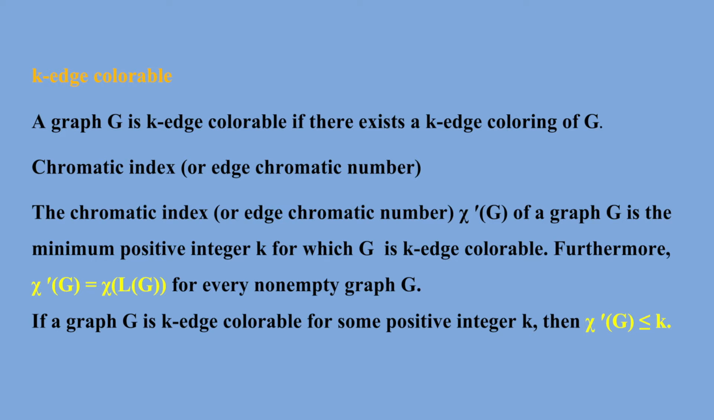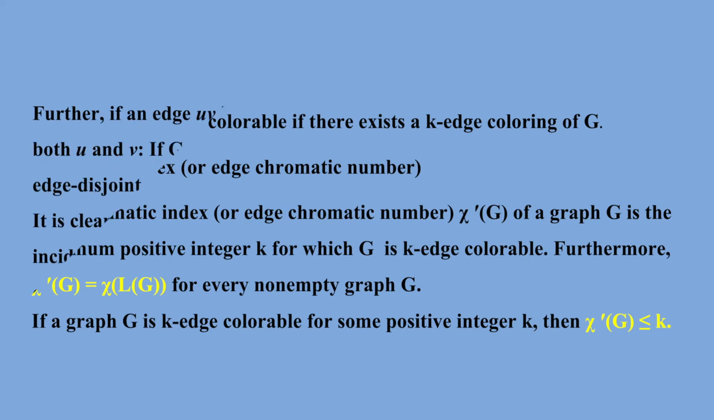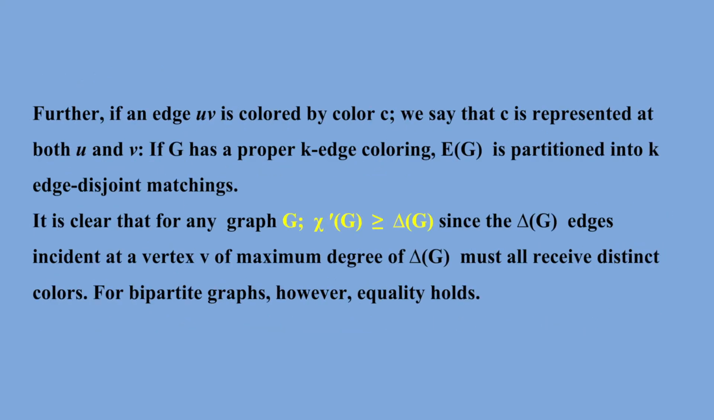If a graph G is k-edge colorable for some positive integer k, then χ'(G) is less than or equal to k. Further, if an edge uv is colored by color c, we say that c is represented at both u and v. If G has a proper k-edge coloring, E(G) is partitioned into k edge-disjoint matchings.